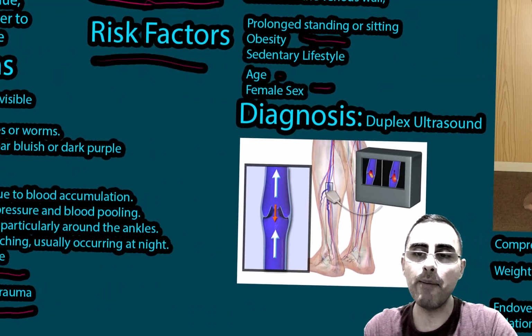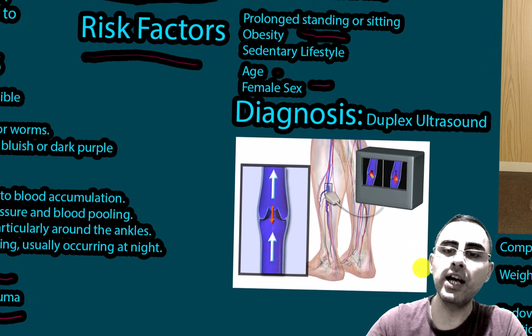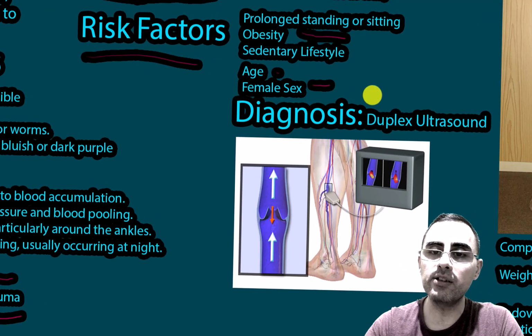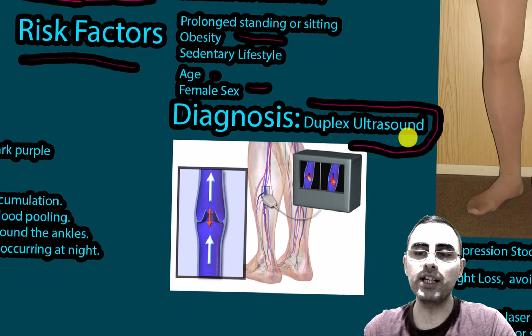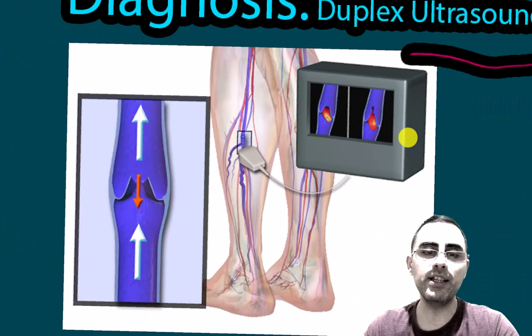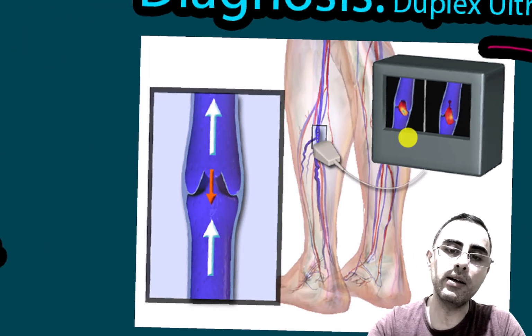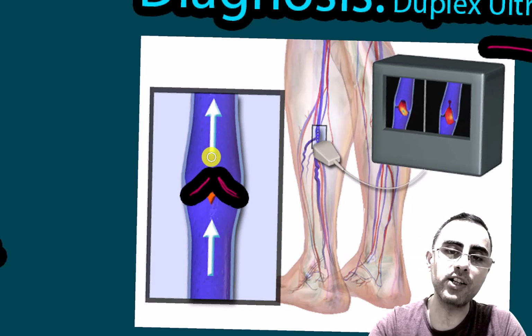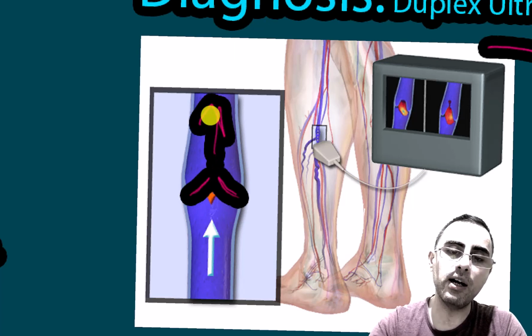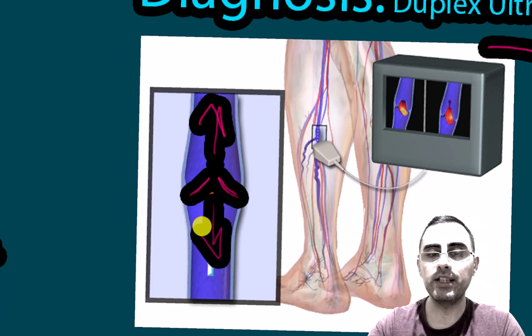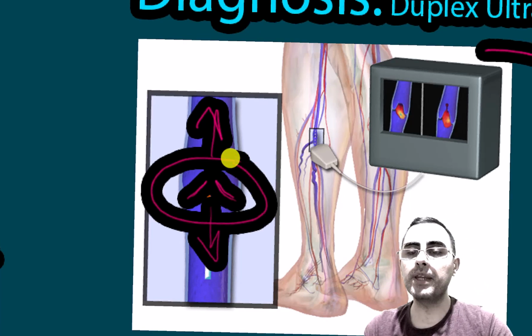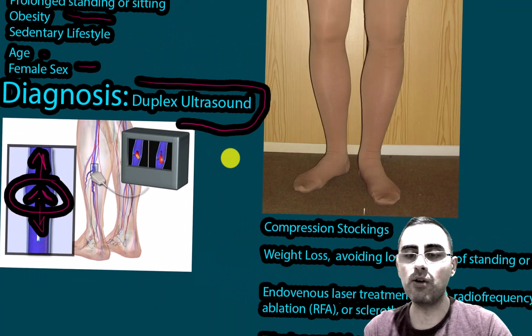Diagnosis usually happens by inspection, and the gold standard of diagnosis is duplex ultrasound. On duplex ultrasound we can see venous insufficiency. You can see here, when we say valve insufficiency, this is the valve. When this valve is not functioning well, its function is to direct blood upward, but instead of upward, it directs blood downward when there is insufficiency. That's why venous varicosis occurs.